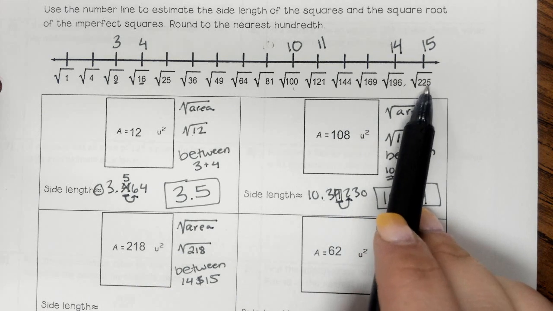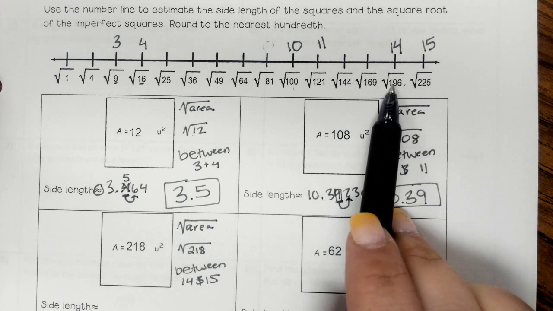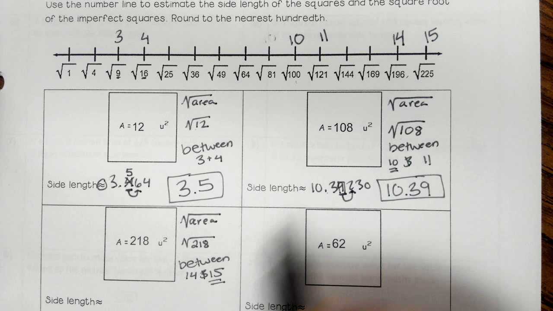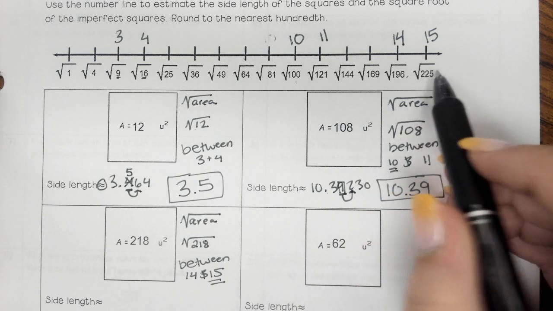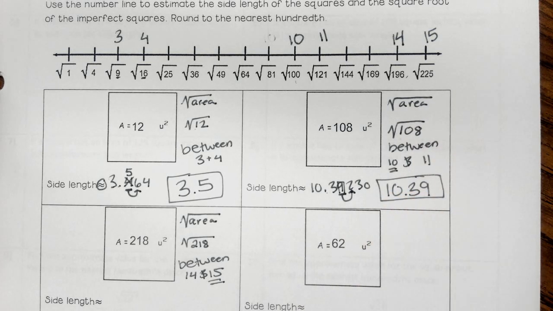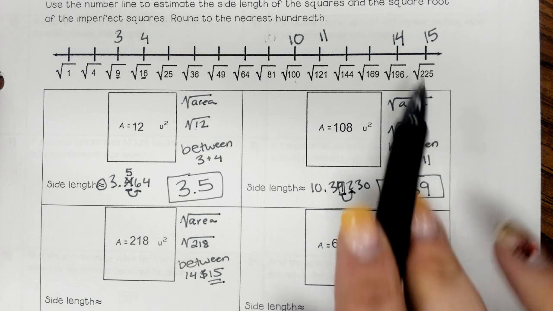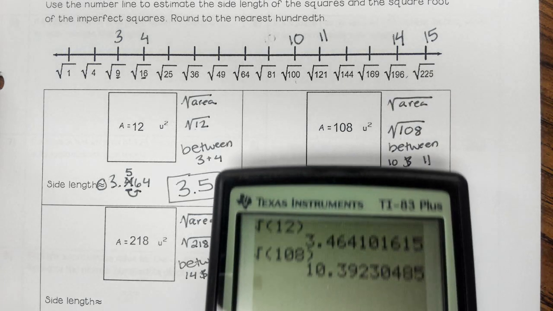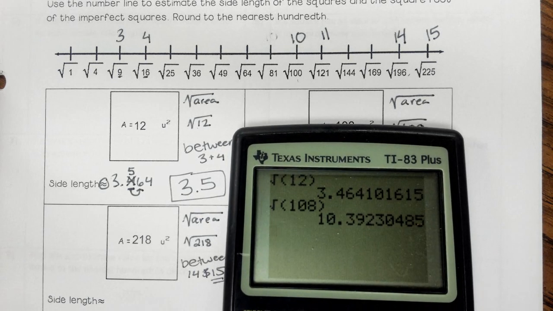$218 is a lot closer to 225 than it is to 14. So I'm going to say we're closer to 15. And now we'll guess it's going to have to be maybe bigger than 3.5. So it's way closer to this, but not by an insane number. Maybe 3.6 or 14.6 or 14.7. I don't know where I got 3 from. Let's use our calculators now to check.